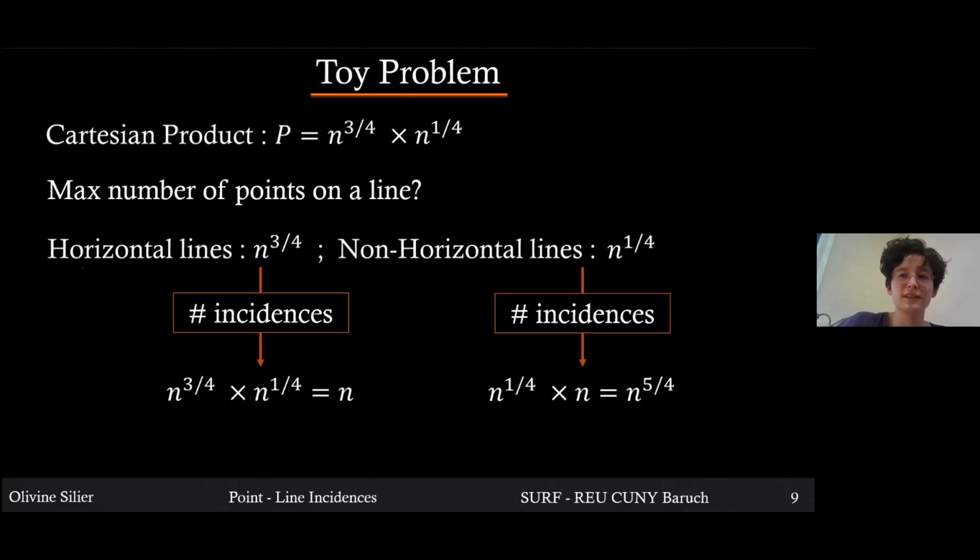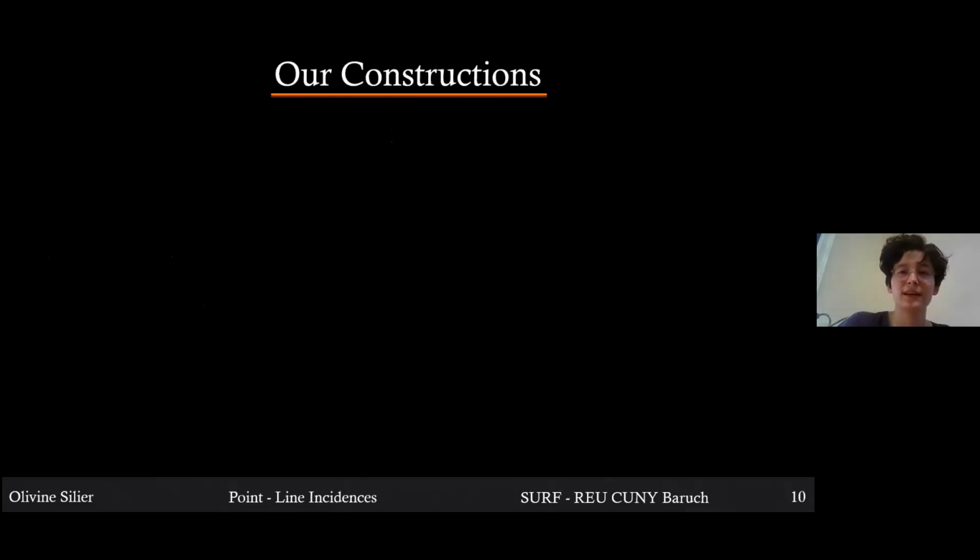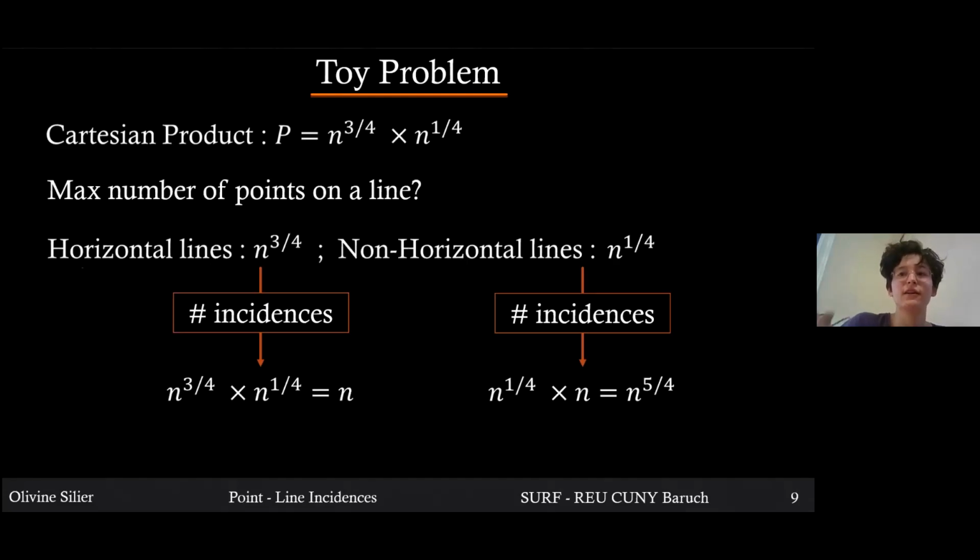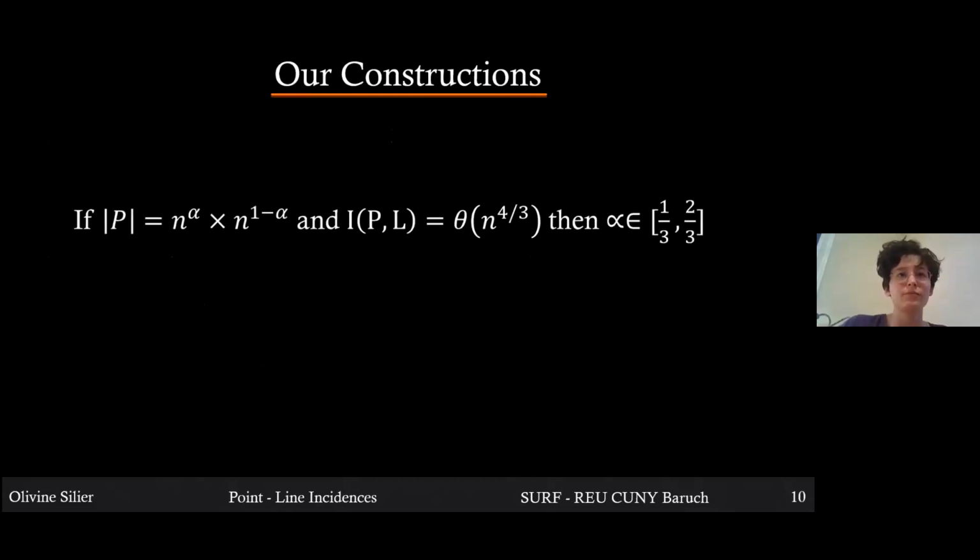The reason why this is interesting, or the bottom line, is that n to the 5/4 is smaller than the Trotter upper bound, which is n to the 4/3. And so what this tells us is that if your point set is too squished along one direction or the other, you can never actually reach this Trotter upper bound.